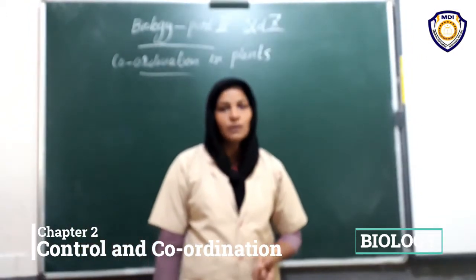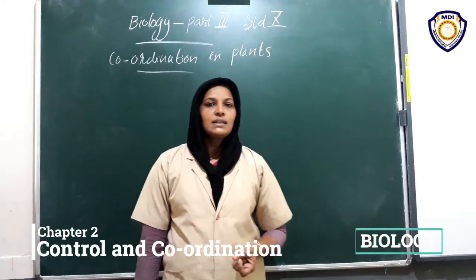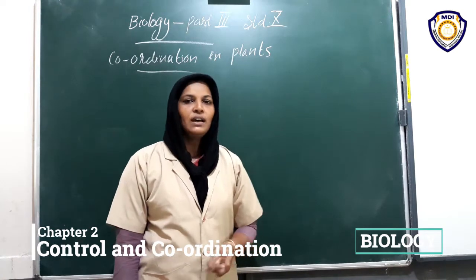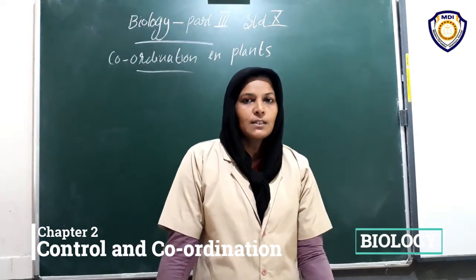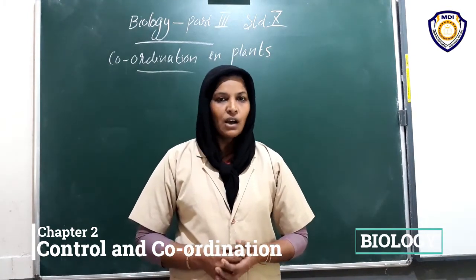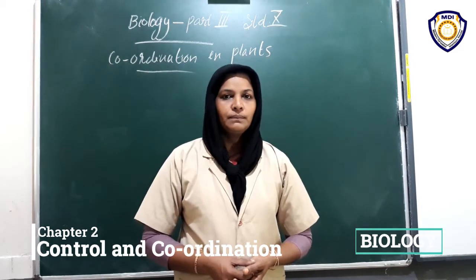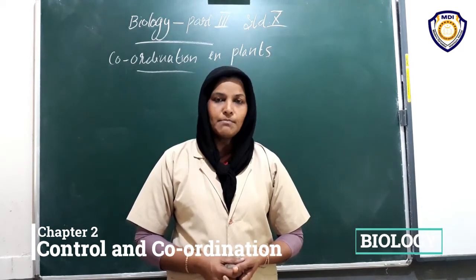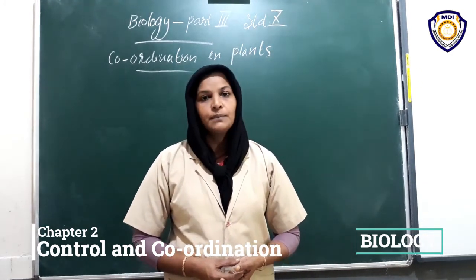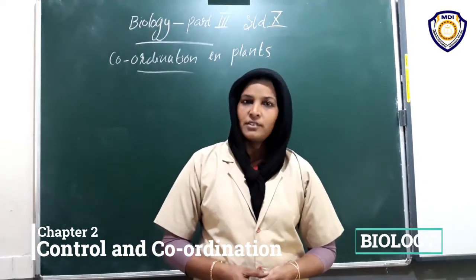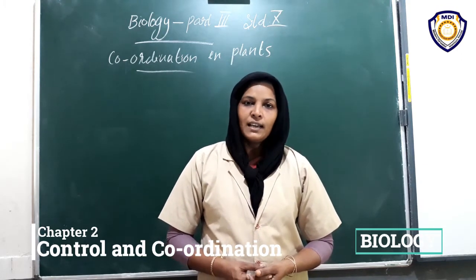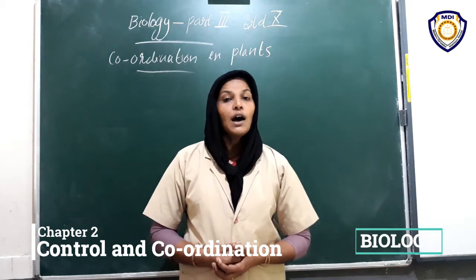Okay. Let's discuss this topic. Before that, I want to ask something about the previous classes. We have studied control and coordination of animals. In animals, all activities are controlled and coordinated by the nervous system and muscular system. But in the case of plants, how do they control and coordinate?